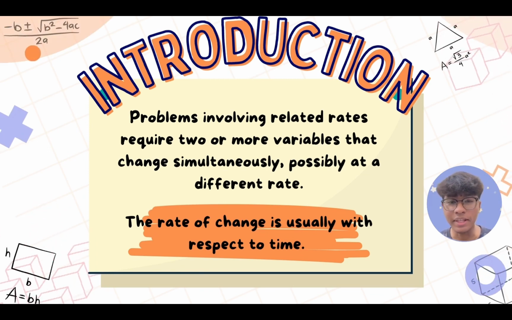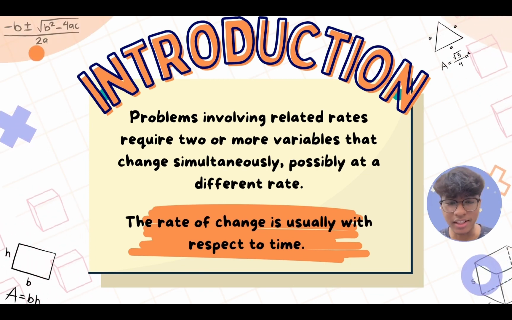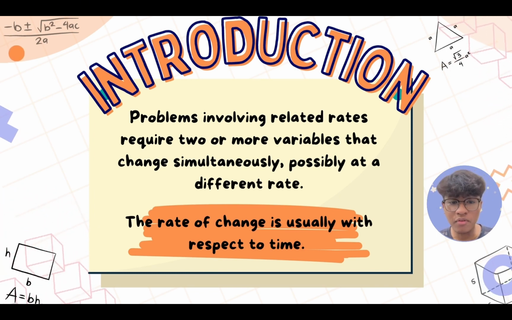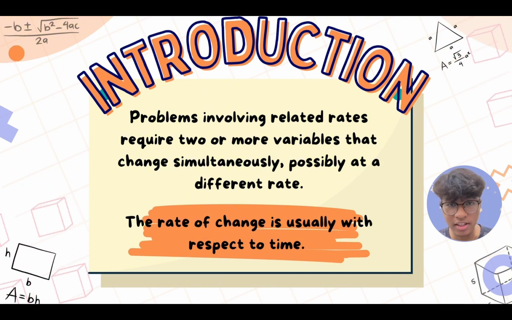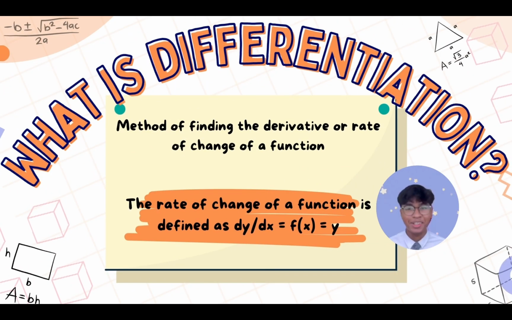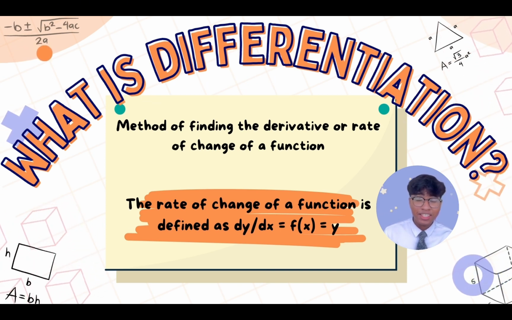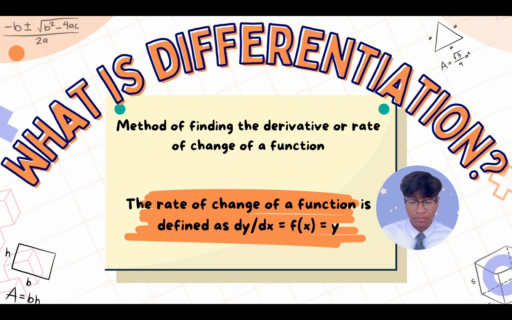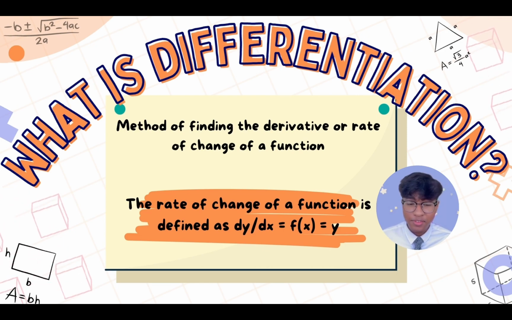Before we start, let me give you a short introduction about related rates. Problems involving related rates require two or more variables that change simultaneously, possibly at different rates. The rate of change is usually with respect to time. What is differentiation? Differentiation is a method of finding the derivative, or rate of change, of a function. The rate of change of a function is defined as dy over dx equals f'(x), where y = f(x).